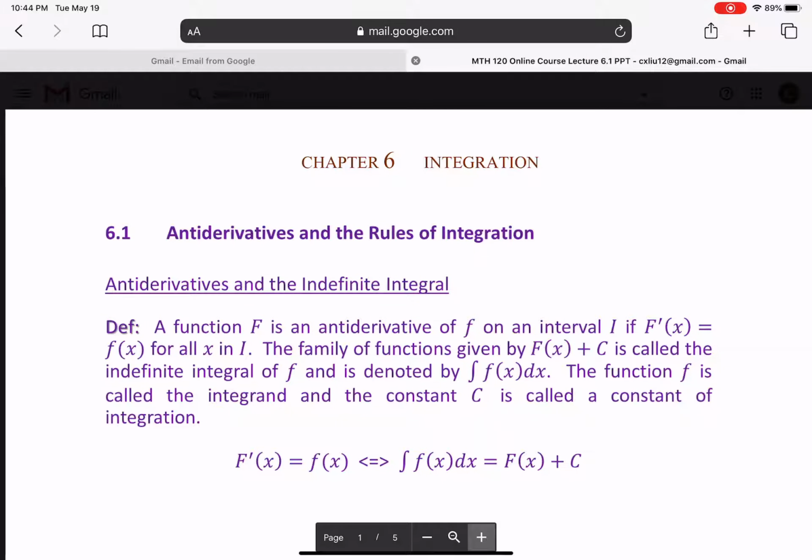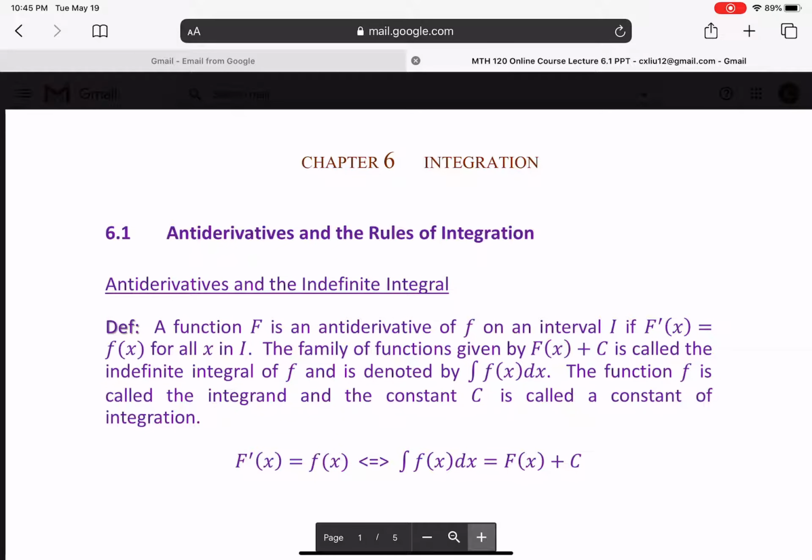Hello, today we're going to start a new chapter, chapter 6, integration. In previous chapters, we discussed differentiation. Integration is just the opposite operation of differentiation, so we can use the rules for differentiation backwards when we take integration.